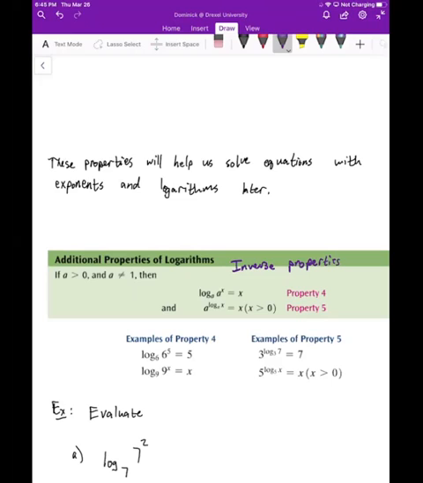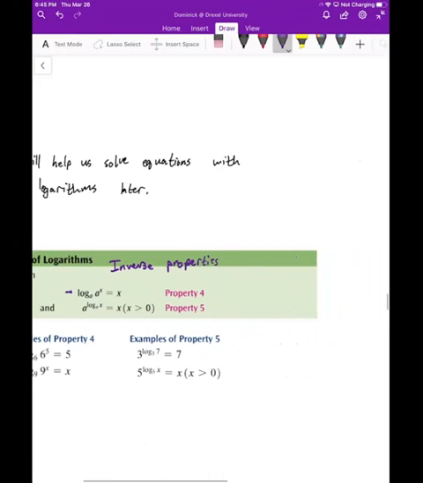Right, and this says that if you have log base a of a to the x, that's just going to give you x, right? And of course, this just comes from converting to exponential form. If you convert this, you get a to the x equals a to the x. All right, so that's easy to see.